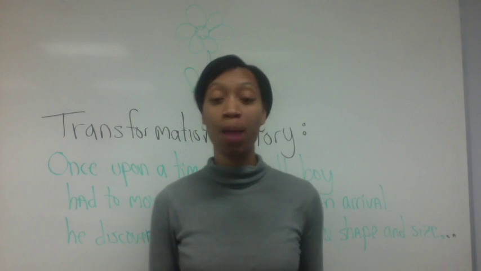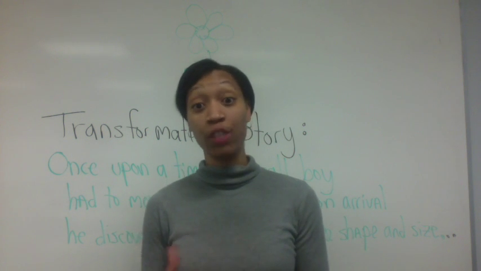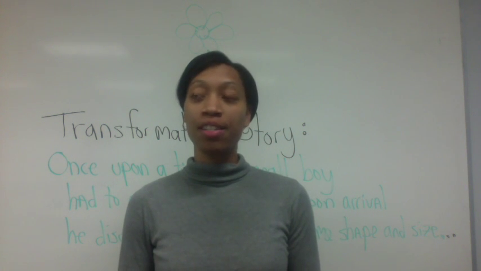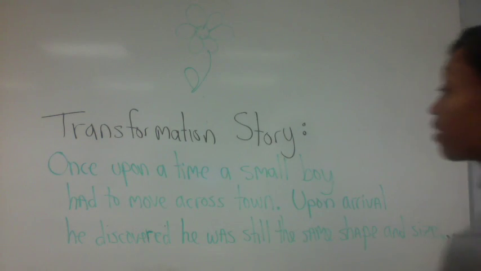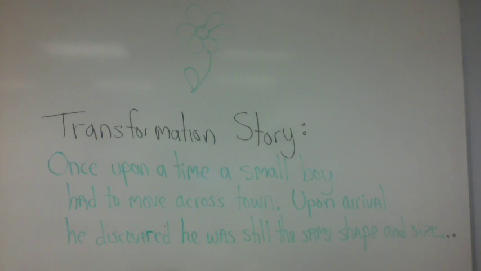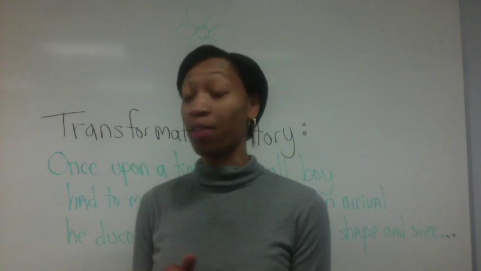The third option for writing is to create a story that uses transformations. An example of that might start, once upon a time, a small boy had to move across town. Upon arrival, he discovered that he was still the same shape and size. Okay, so that's the writing section. I want you to choose one of those three.